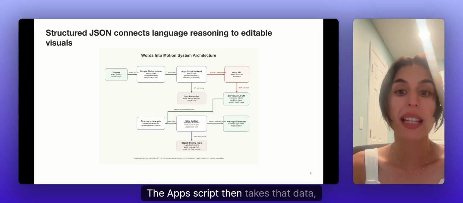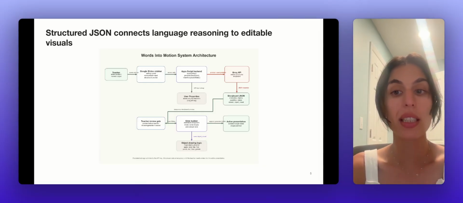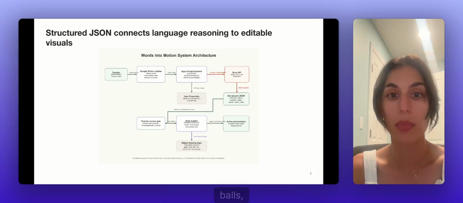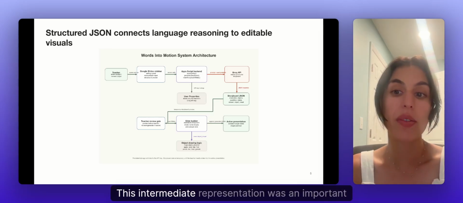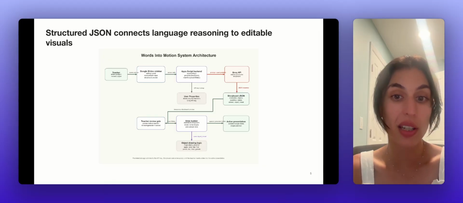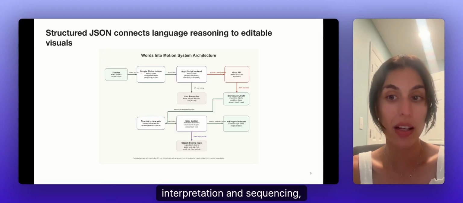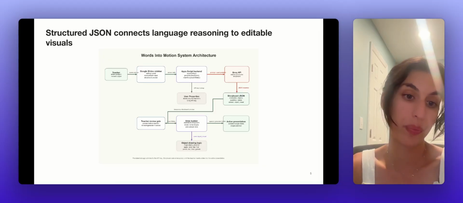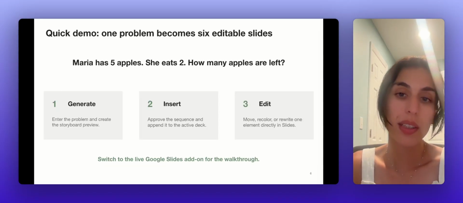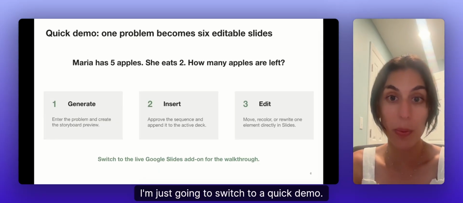The Apps Script then takes that data to a small library of drawing routines. Currently, we have apples, books, balls, food, pencils, stars, and generic objects. This intermediate representation was an important design decision because it makes the model responsible for interpretation and sequencing while keeping the final rendering deterministic, inexpensive, and editable. At this point, I'm just going to switch to a quick demo.